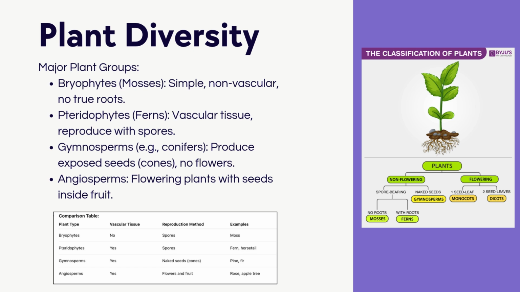Okay, so plant diversity. Remember, diversity means different. So plants vary by how they transport water and reproduce. Mosses rely on spores and lack roots, while ferns have vessels but still use spores. Gymnosperms produce seeds in cones, and angiosperms, the flowering plants, so ones with flowers, cover their seeds inside fruit. Drawing a table like this on the bottom can help you remember the differences.